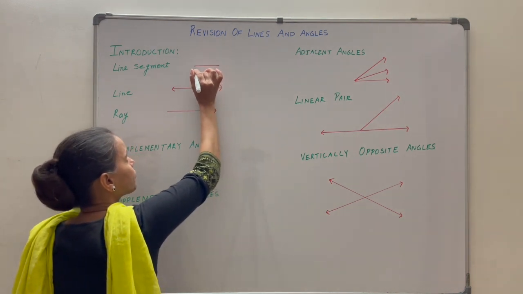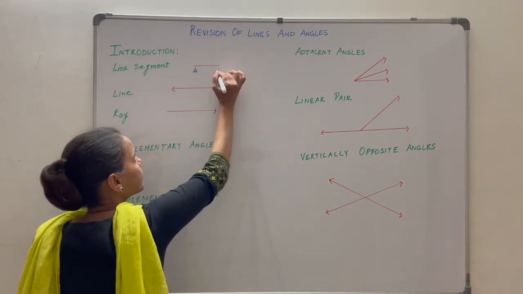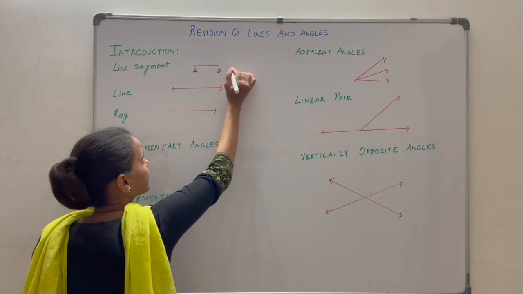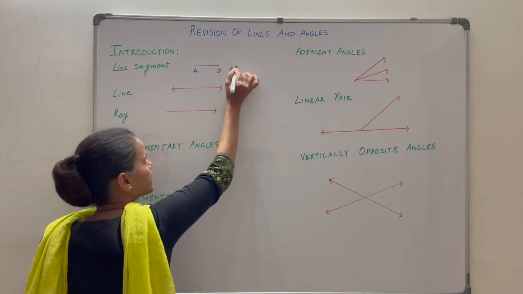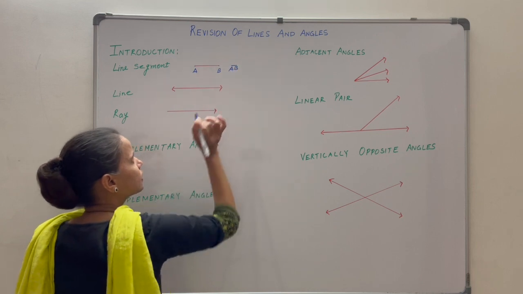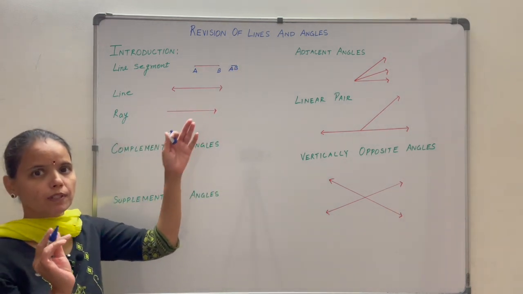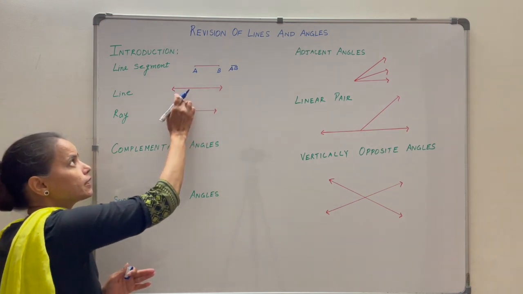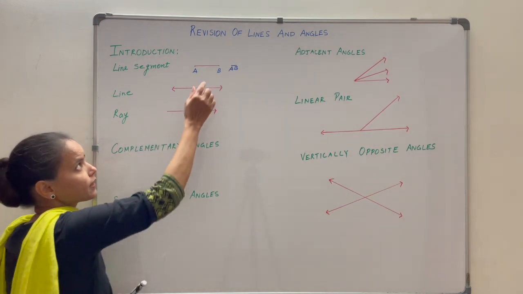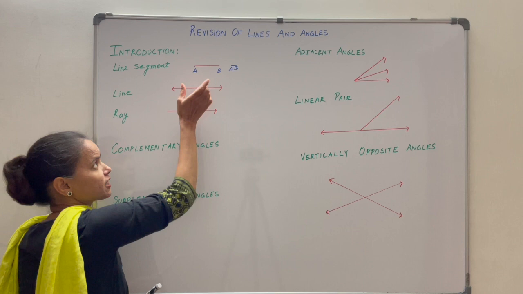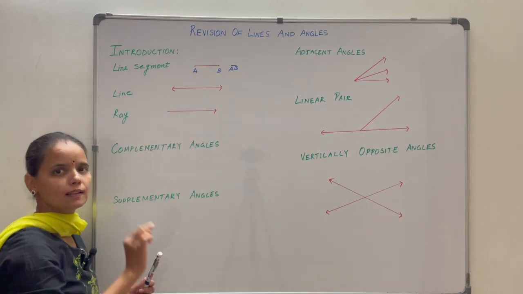If I name the endpoints as A and B, then you represent this line segment as AB with a horizontal line segment on the top. This is a line. A line goes to infinity in both the directions. If you extend the line segment in both the directions, it will form a line.